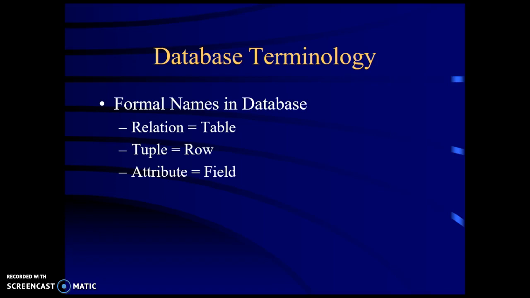But a more formal name in a database is a relation. So if you're reading a book or looking something up and it's talking about a relation, what it's really talking about is a database table. A more formal name for a record or row is a tuple, and a more formal name for a field or a column is an attribute.